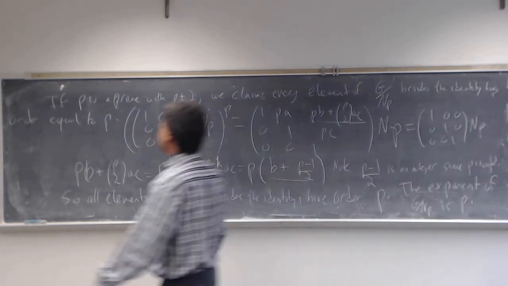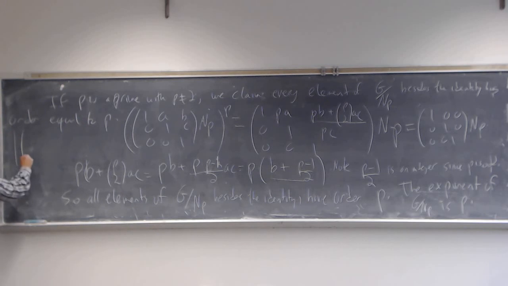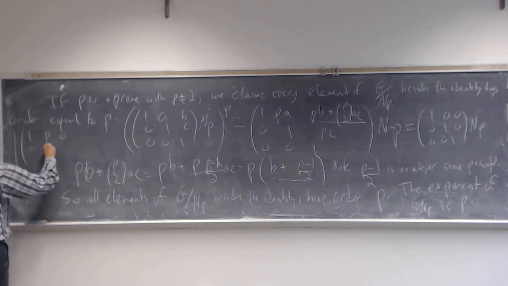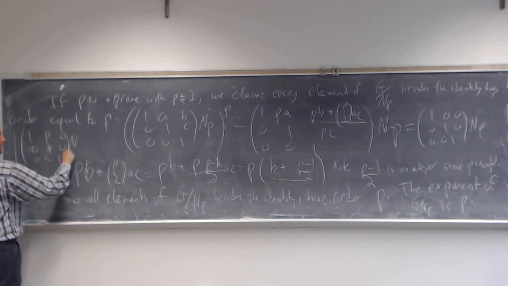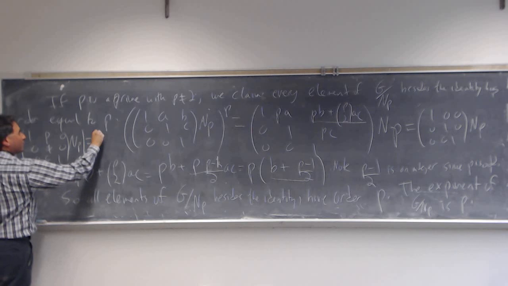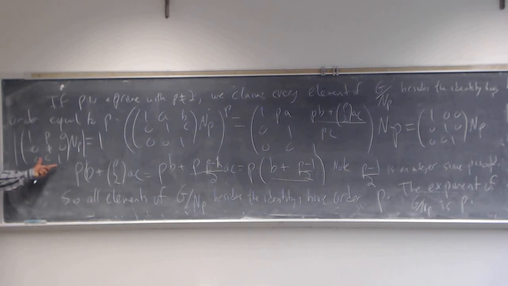So for instance, the order of [1, p, 0; 0, 1, 0; 0, 0, 1] would be equal to 1 because this coset is the identity coset, right? It may not look like it, but remember, to be in the identity coset doesn't mean necessarily that your representative is the identity. What it means is your representative element comes from the subgroup you're modding out by, in this case, N_p.